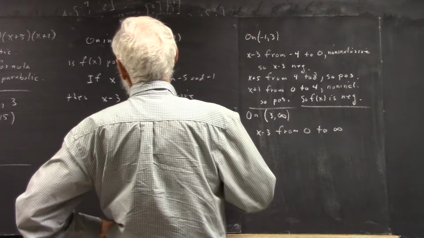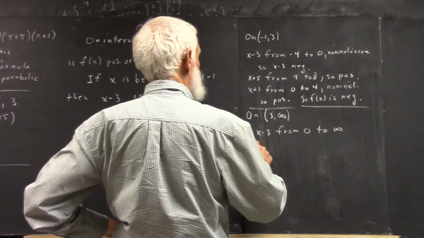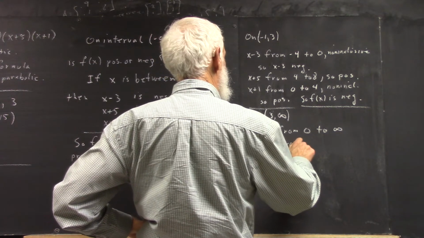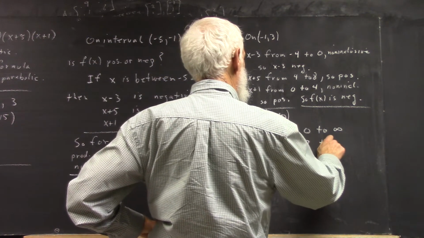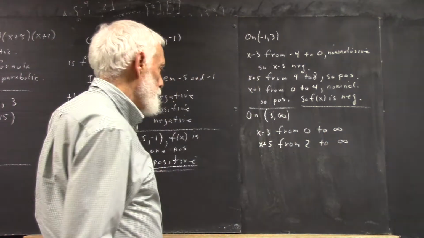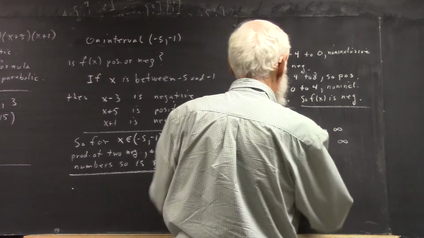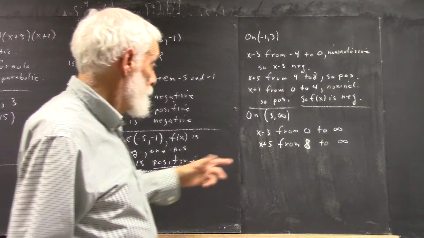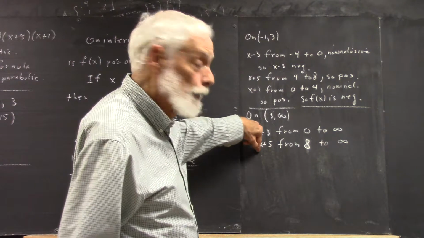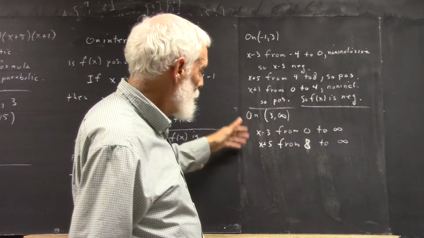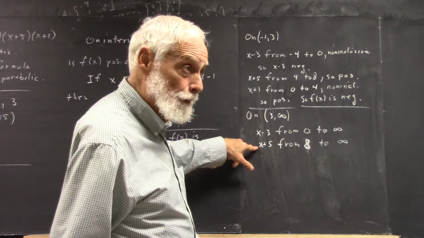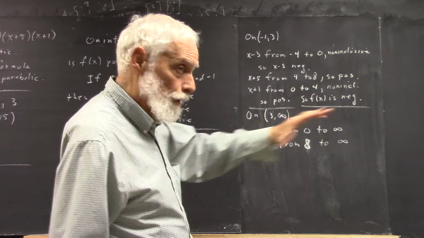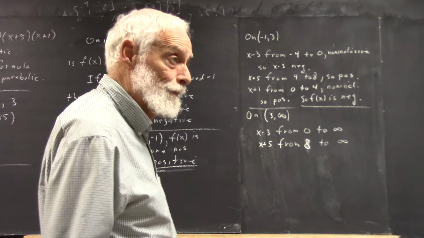Okay, then x plus 5. That's not going to be 2, it's going to be 8 because you're going to add. Okay? From 8 to infinity, because when x is 3, this is 8. And then every time x goes up by 1, this goes up by 1. Okay? In the interval 3 to infinity, you can think of it as being 3, 4, 5, and so forth. Okay?